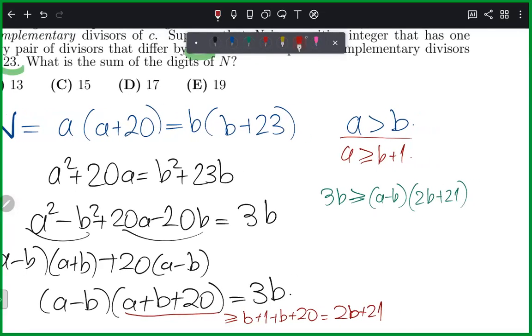You can just divide both sides. So we get a minus b is less than or equal to 3b over 2b plus 21. And we see that this quantity is strictly less than 2, which means a minus b is less than 2. On the other hand, we know that a minus b is at least 1. That means a minus b has to be 1.